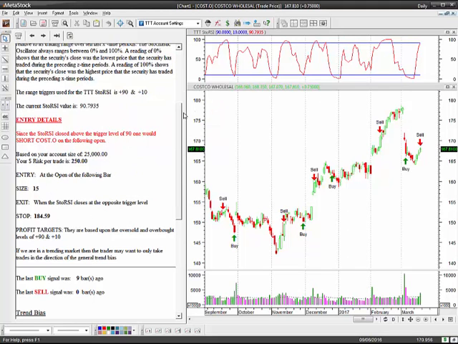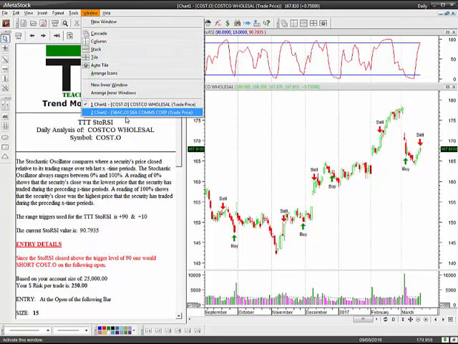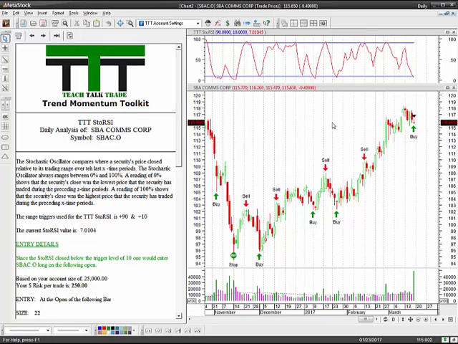So that's what I'm going to be buying, and this is a trade that I'll be looking at on Monday morning. So that's one. That's Costco. The second one, if you recall, was a buy. It was SBAC, and let me bring up that chart.